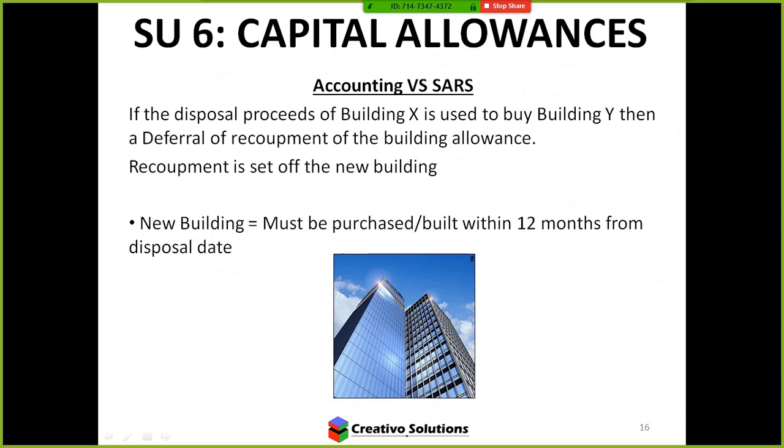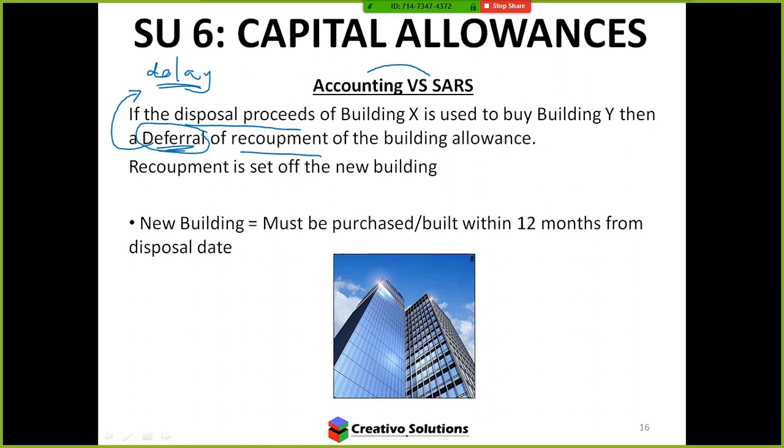Then I've just ended here with some notes to consider the differences, accounting versus SARS. If the disposal proceeds of building X are used to buy building Y, then there is a deferral of the recoupment. What does the word deferral mean? Do you know? No idea. To defer is basically to put it later or to delay. Maybe the word delay is a good synonym. Yeah. To delay the recoupment of the allowance.